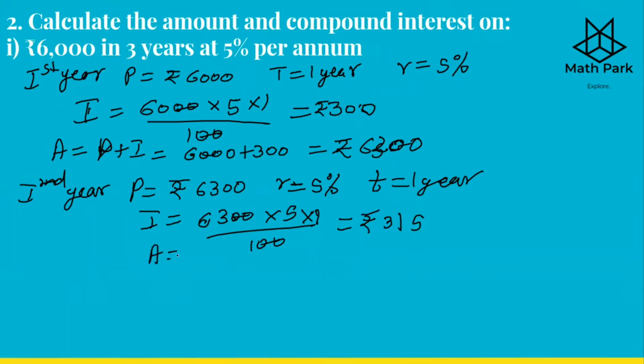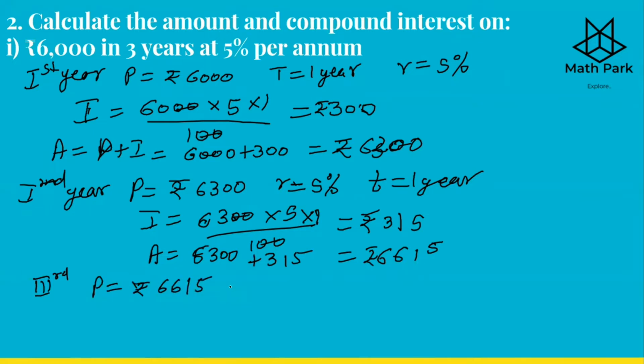Amount at the end of second year is 6,300 plus 315 plus 315. We get it as 6,615. Now this 6,615 for the third year, your principal is rupees 6,615. The rate is again 5% per annum and time is 1 year.